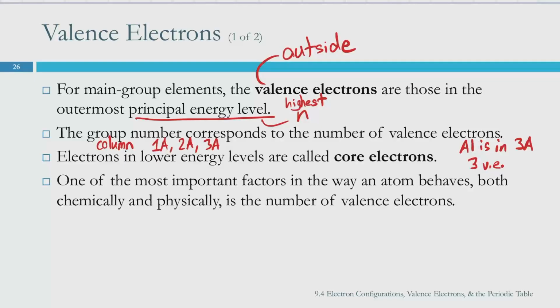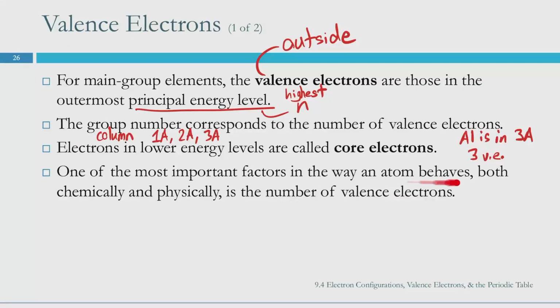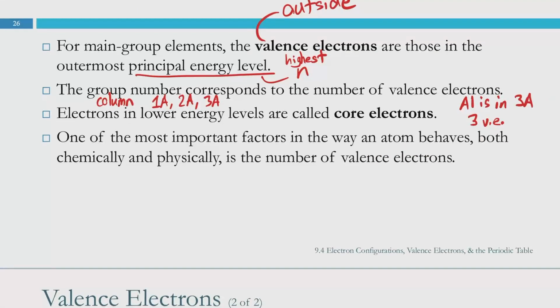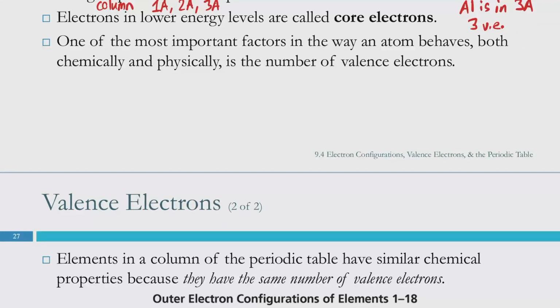So aluminum in 3A has 3 valence electrons. Electrons in the lower energy levels, anything beneath our highest N number, are our core electrons. And the number of valence electrons is crucial for understanding the way that an atom behaves, which is why we're talking about them. We'll also be using the idea of valence electrons in the next chapter to do more fun stuff.